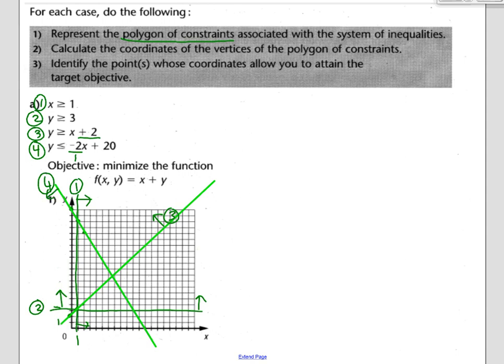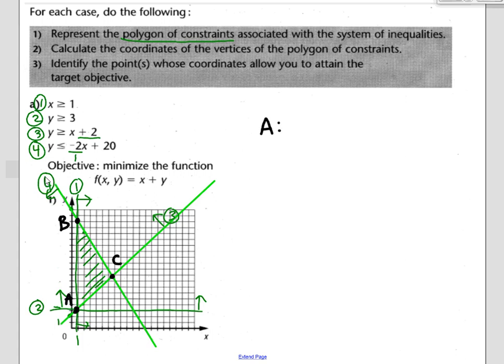So then you can draw your polygon. Your polygon is going to be inside here. And then in number 2, they ask you to calculate the coordinates of the vertices. So I'm going to just take another color so we can see better. So we have 1 here, and 1 here. So you can call them A, B, C. And then you're going to show your work.